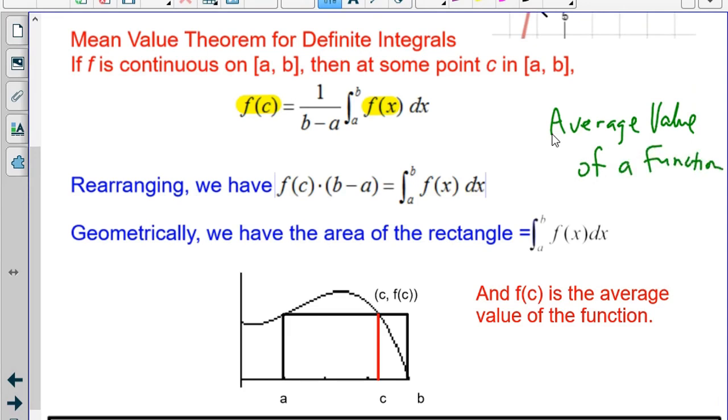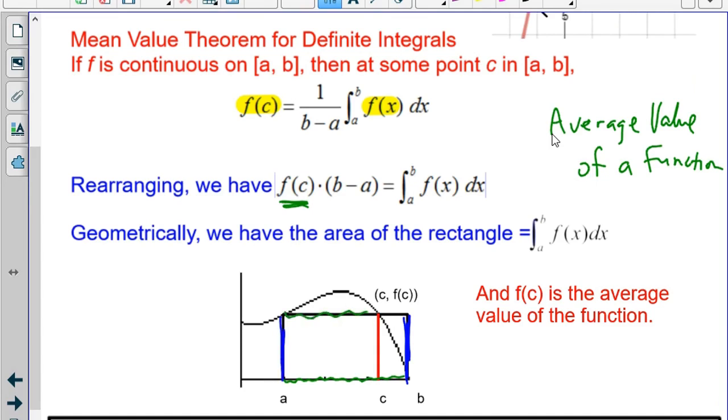So this is the average value of a function. So we do a little rearranging by multiplying by b minus a in this. And what we essentially have is we're finding the area of some rectangle, f of c times b minus a. So if we look at this, b minus a is going to be the distance on the x-axis of something, and then this f of c is the height. So we have base times height of this rectangle.